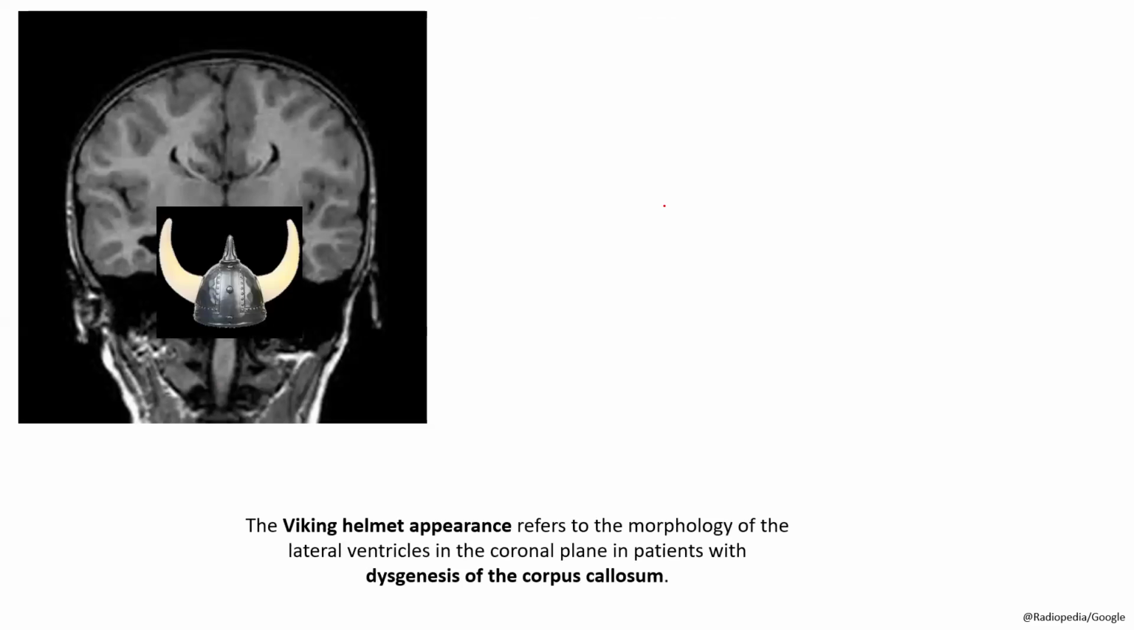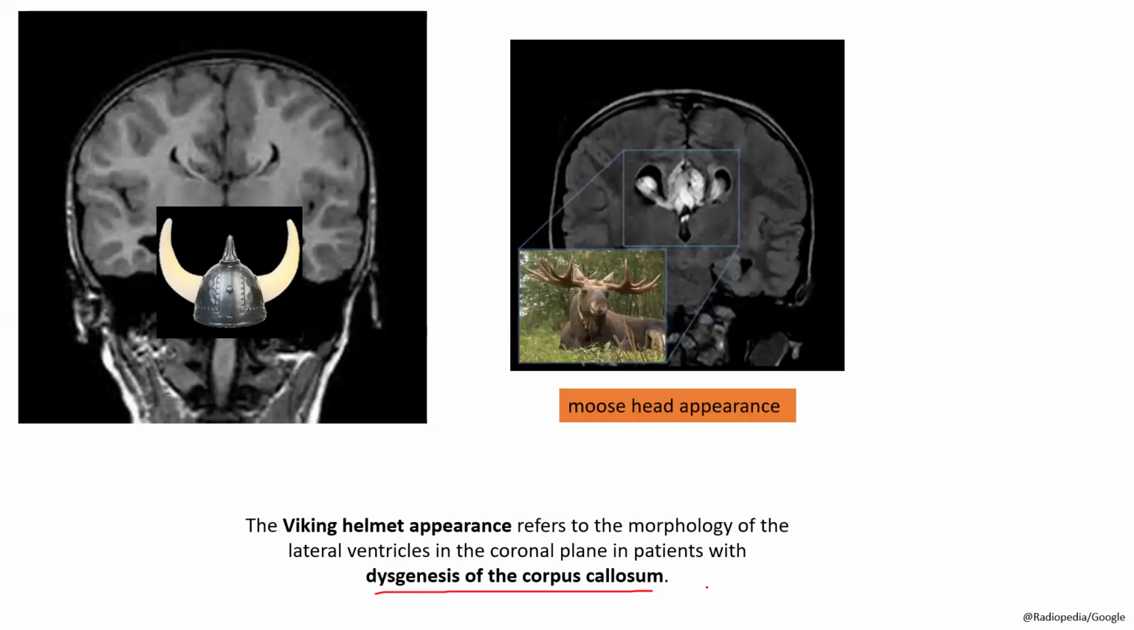Which sign we are seeing here? This is Viking helmet appearance, which refers to the morphology of lateral ventricles on coronal plane in cases of dysgenesis of corpus callosum. This appearance is also known as moose head appearance.